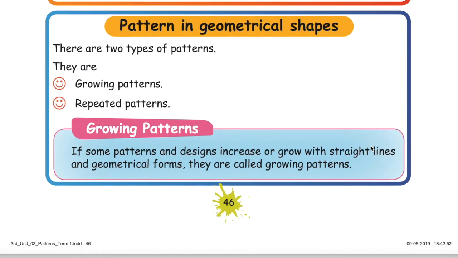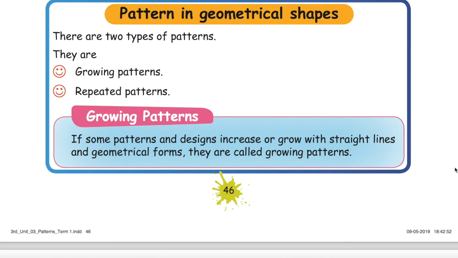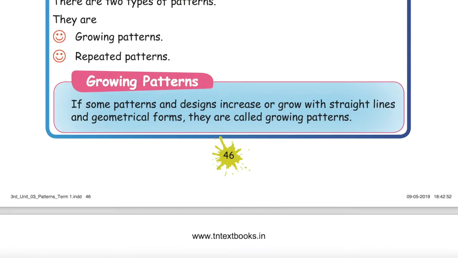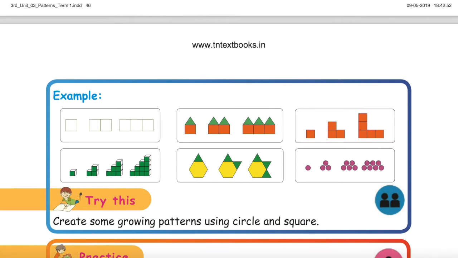Patterns in geometrical shapes. There are two types of patterns. First, growing patterns, and second, repeated patterns. If patterns and designs increase or grow with straight lines and geometrical forms, they are called growing patterns. For example, see, this one is a growing pattern. This one also is a growing pattern. This one is also a growing pattern. Here also it is growing, right?